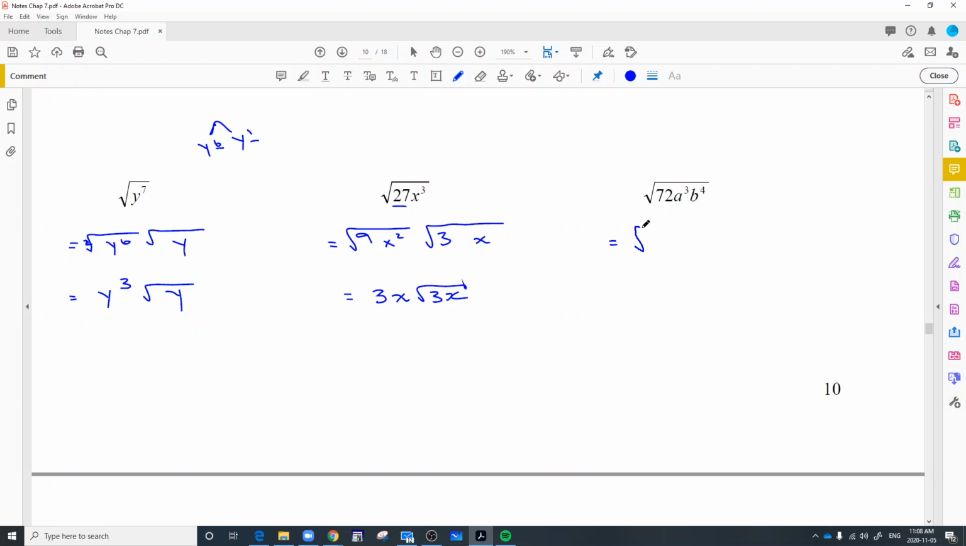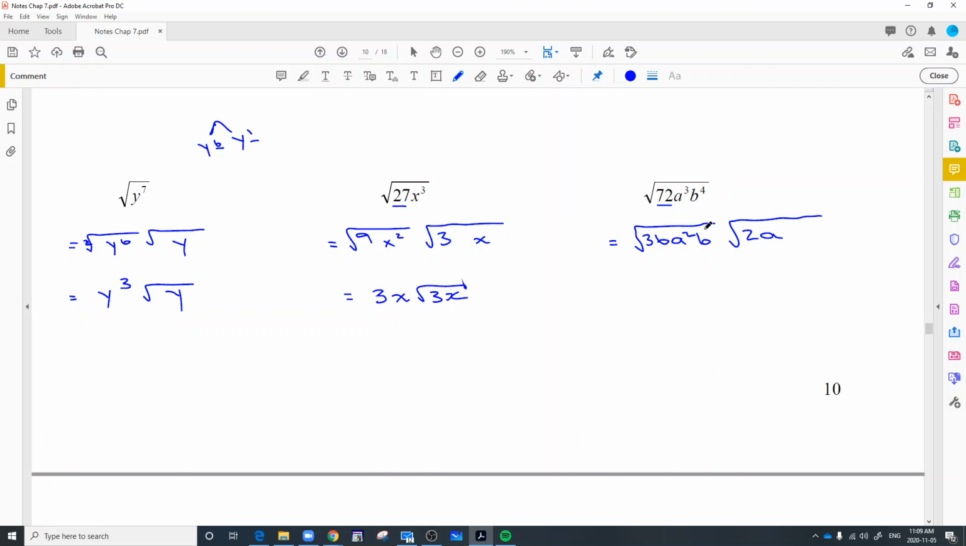Hopefully you're coming back, or maybe you stayed with me. So I'm going to draw my two perfect squares. I'm looking at 72. Hopefully you're remembering from the first example that the highest perfect square that goes into 72 was 36 with a 2 left over. So 36 times 2 is 72. The highest even exponent that's less than a cubed is a squared with an a left over. And then 4 is divisible by 2.